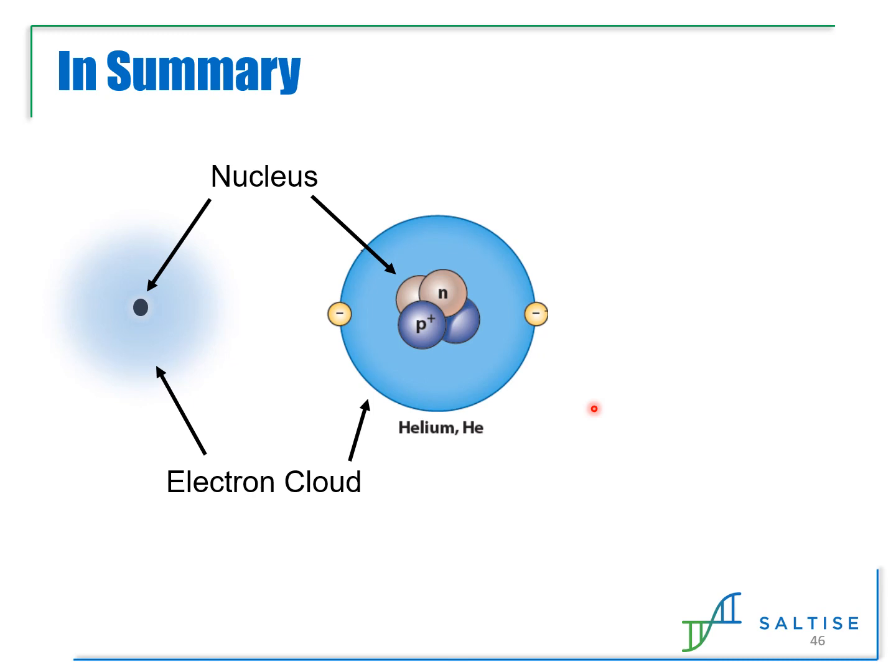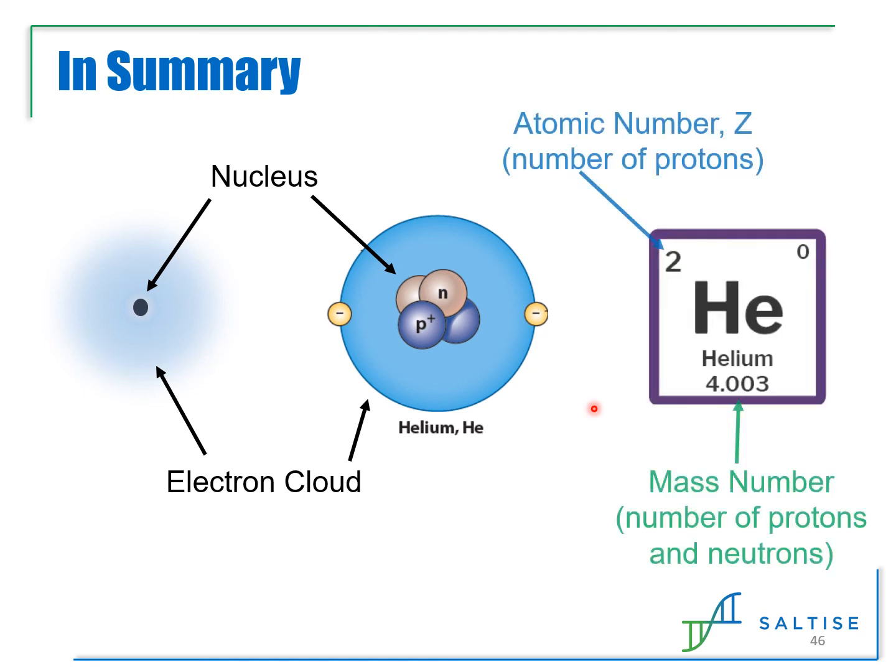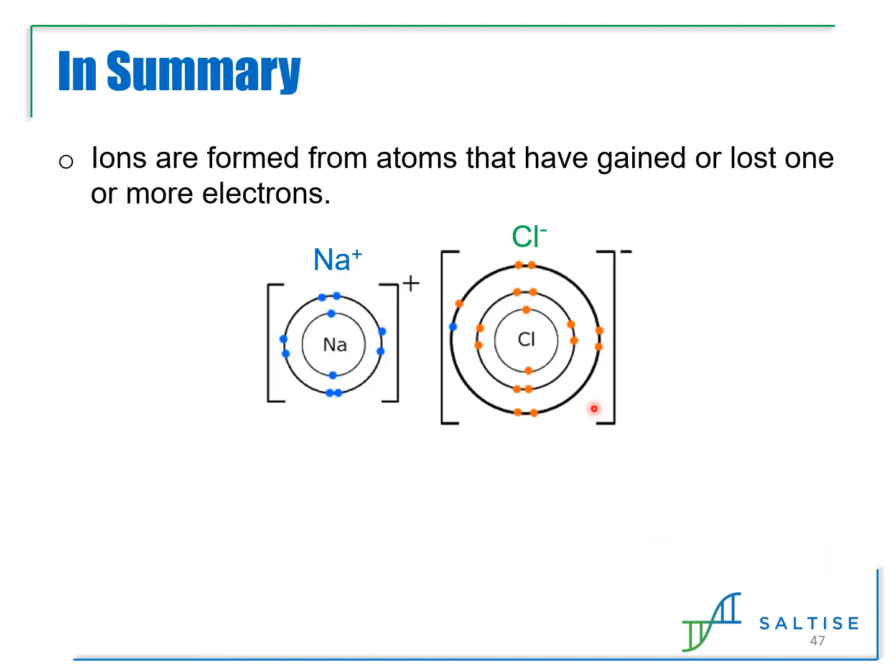So in summary, an atom can have 3 types of particles. There are the protons, neutrons, and electrons. The protons and neutrons are found in the nucleus, which is really small, and the electrons are found in the electron cloud. The elements in the periodic table are organized based on the atomic number, Z. Z represents the number of protons in the atom. The mass number is the sum of protons and neutrons. When atoms gain or lose electrons, then ions are formed.